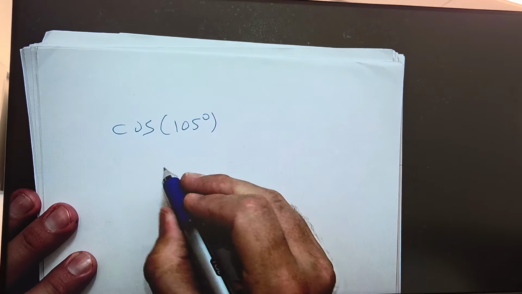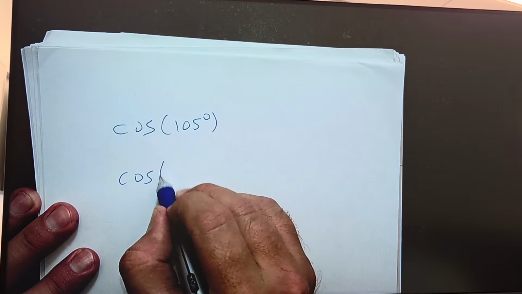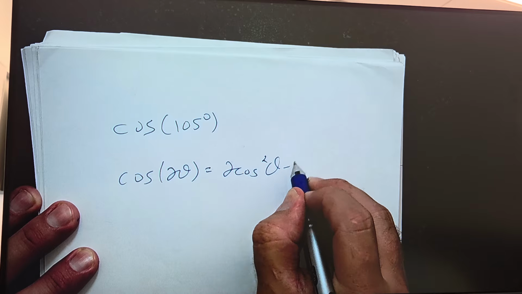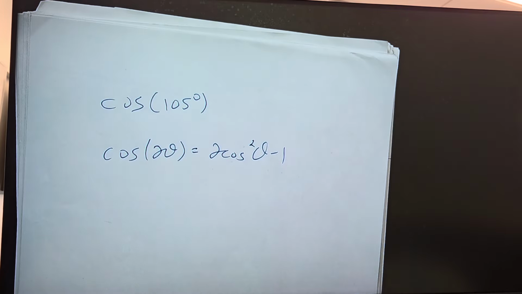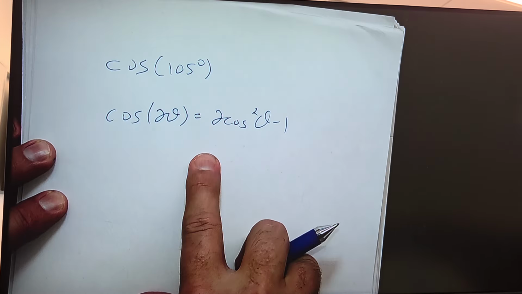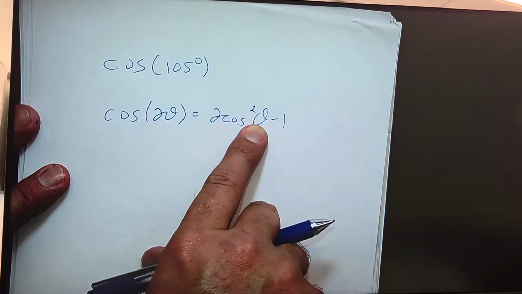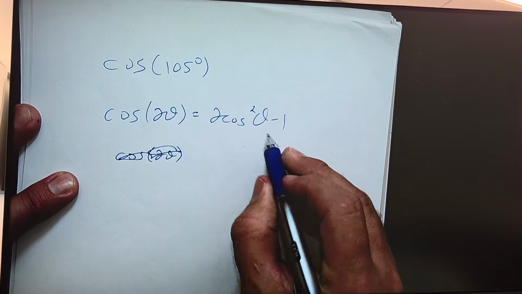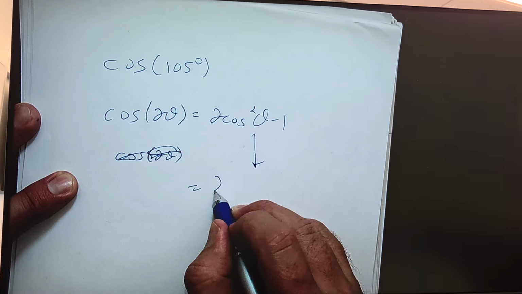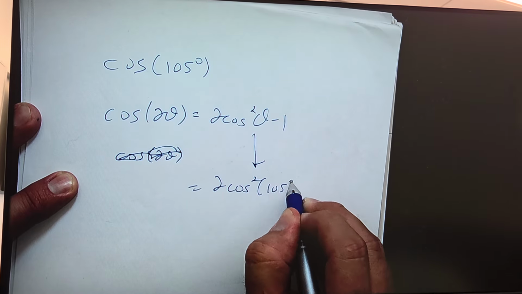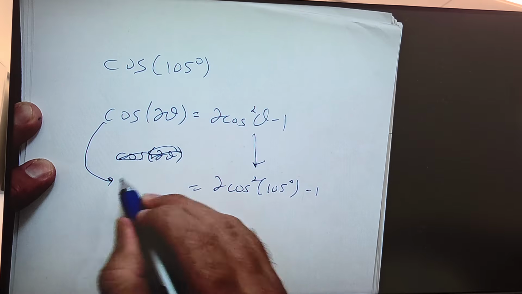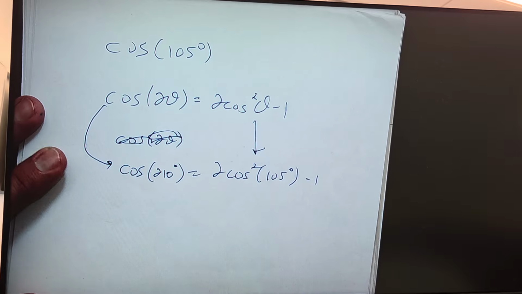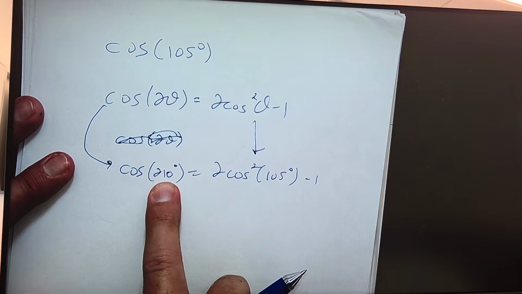Yes? Well, if I start with this, and I put 105 here, then this is going to be cosine of twice 105. Now this is an angle I know. What's the reference angle for this guy?